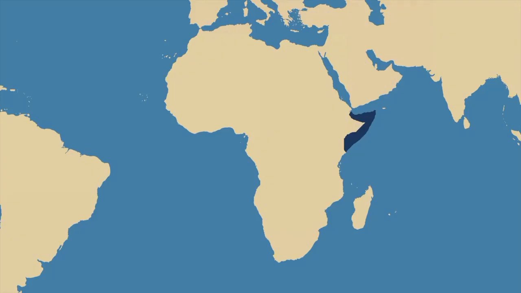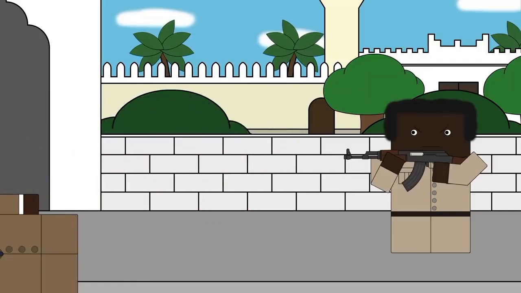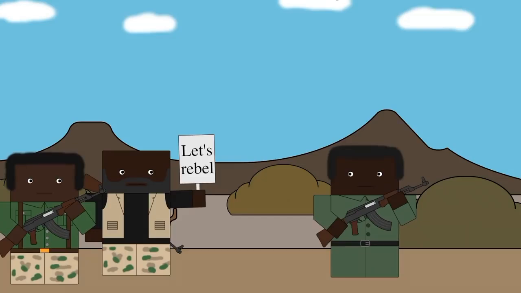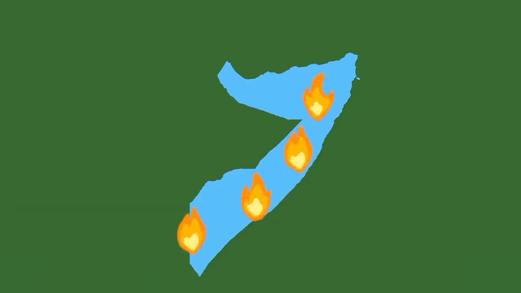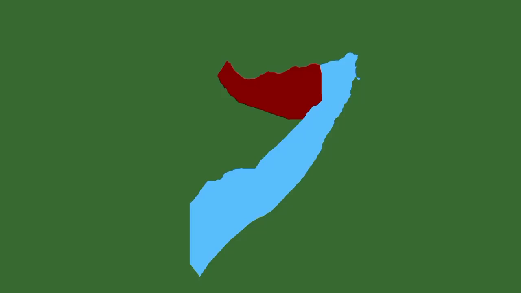The economy entered freefall, and Barre's government became much more brutal in suppressing any challenge to its authority. This led to growing armed resistance by the sidelined clans, and by 1990, civil war. Most of Somalia fell to the rebels pretty quickly, and by 1991 Barre had fled the country, never to return, and also northern lands here declared independence as the Republic of Somaliland.